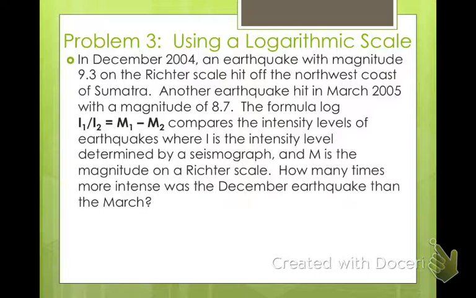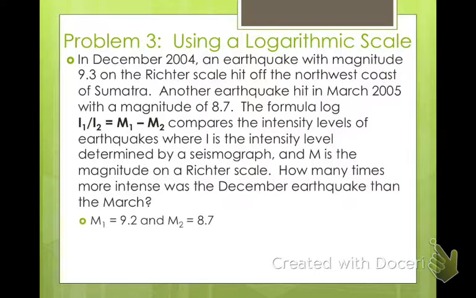So the formula log of I1 over I2 equals M1 minus M2 compares the intensity levels of the earthquakes, where I is the intensity level determined by the seismograph, and M is the magnitude on the Richter scale. So how many times more intense was the December earthquake than the March earthquake? So we need to figure out what that difference is.